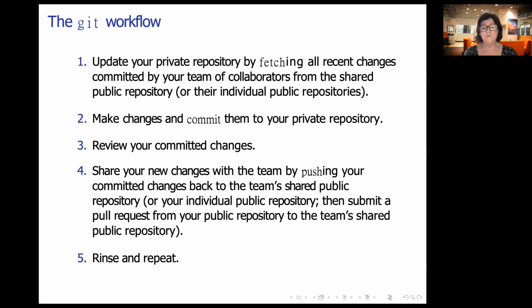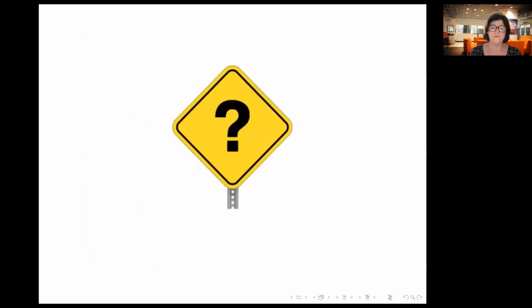And then you can share them when you're ready by pushing your changes back to the team's shared public repository, or your own individual one, depending on how you've got it set up. And then do a pull request from your public repository to the team's shared repository. So there's a cycle. We'll go through it a little bit as we actually work on the GitHub repository.